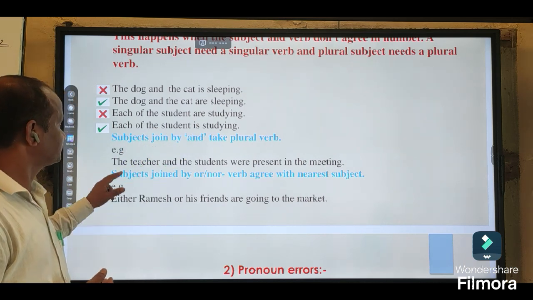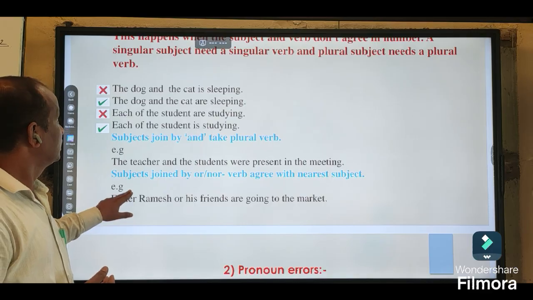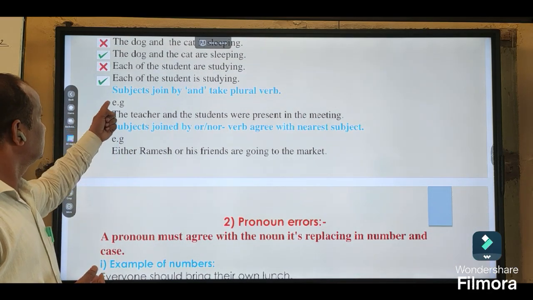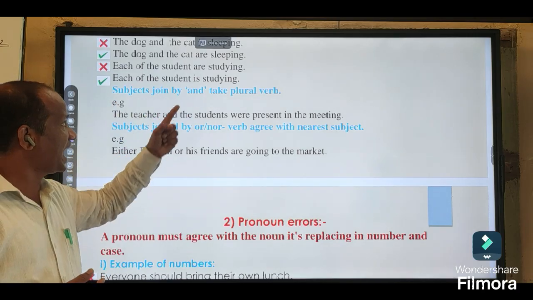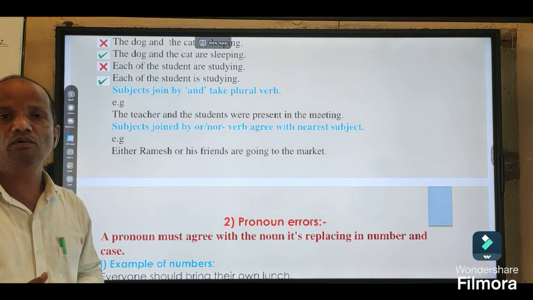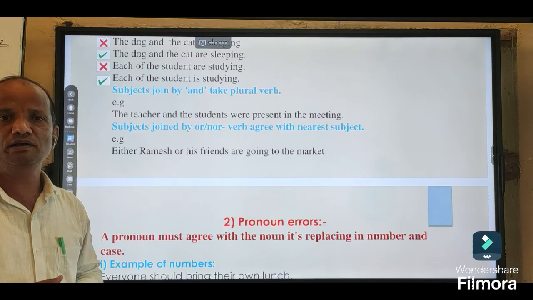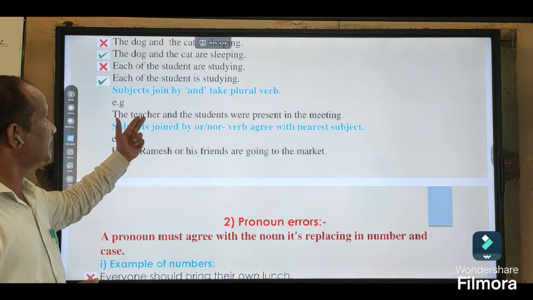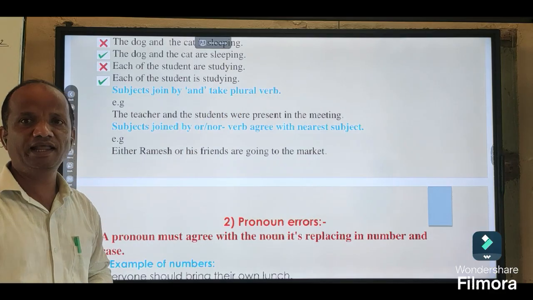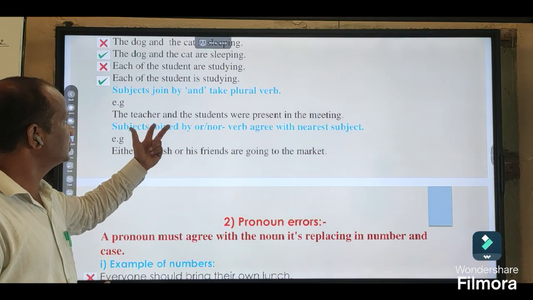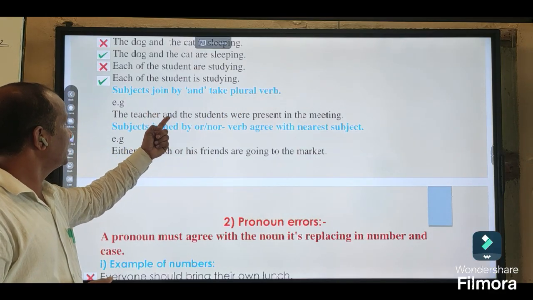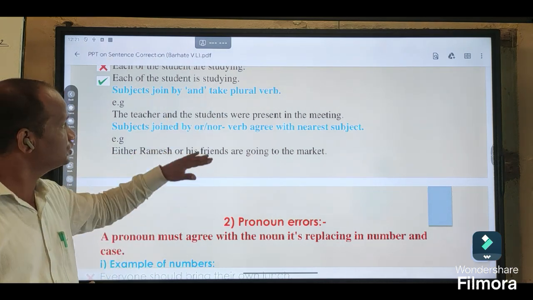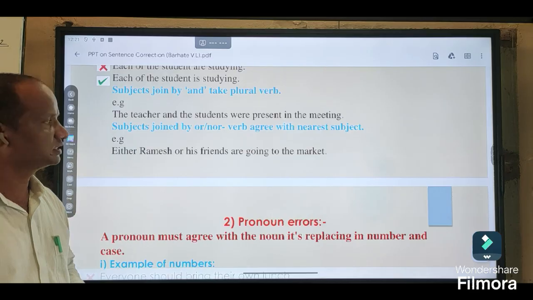Then apart from the disagreement in number, when the subjects are joined by and, we have to use a plural verb. For example, the teacher and the students were present in the meeting. Here the teacher and students are joined by the conjunction and, so we have to use were, and we have used were in this given sentence.